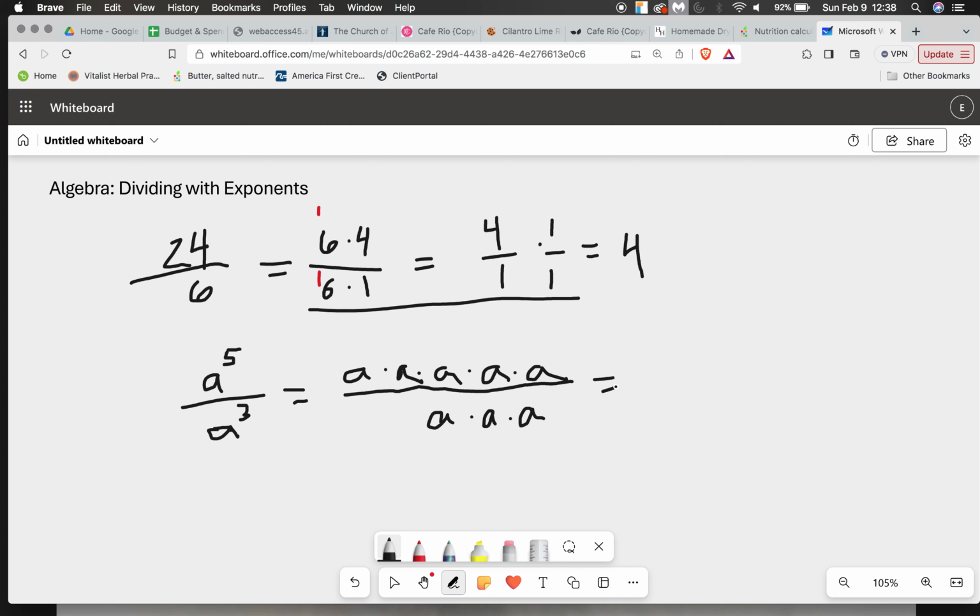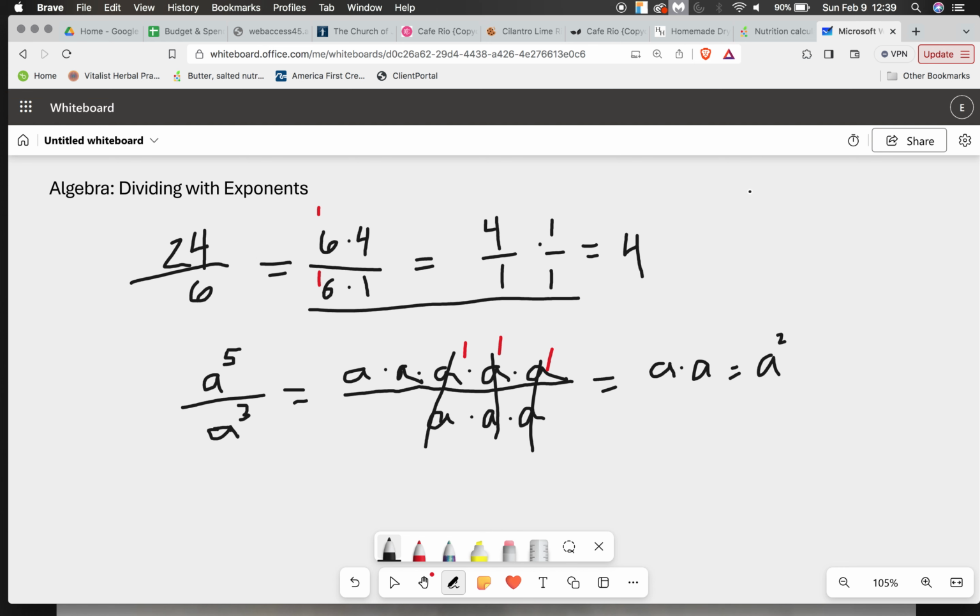Well, when we're doing this, we can look at it and say, a divided by a is 1. So we don't need that there anymore. And a divided by a is 1. And we can do another one. A divided by a is 1. So what are we left with? Well, just 2 factors of a. So we're left with a times a, which is also written as a squared.